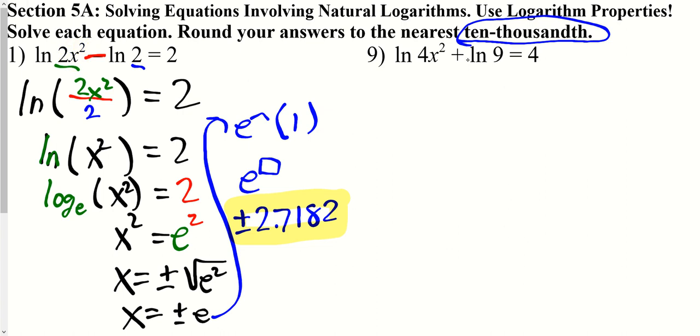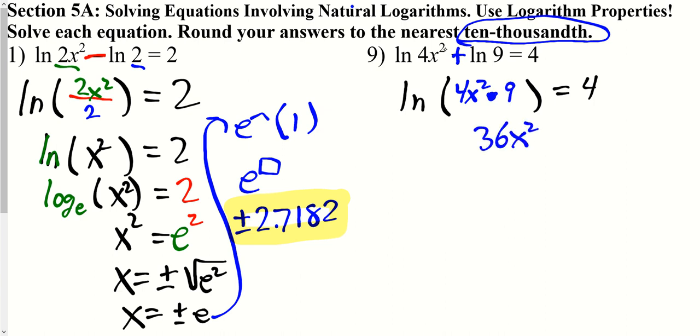So over here we have a log plus a log. So remember, using our properties of logarithms, we can go ahead and write it as 1 log and multiply what's afterwards. So we can take our 4x times our 9. By the way, I'm going to just write that as a 36x squared. Now remember, your ln is really log base e is equal to our 4.